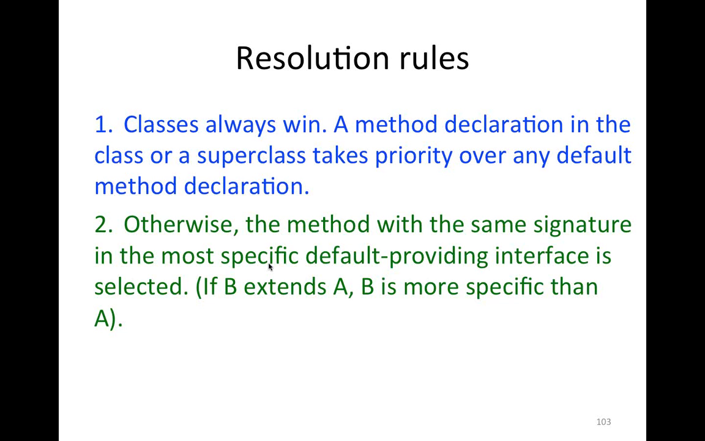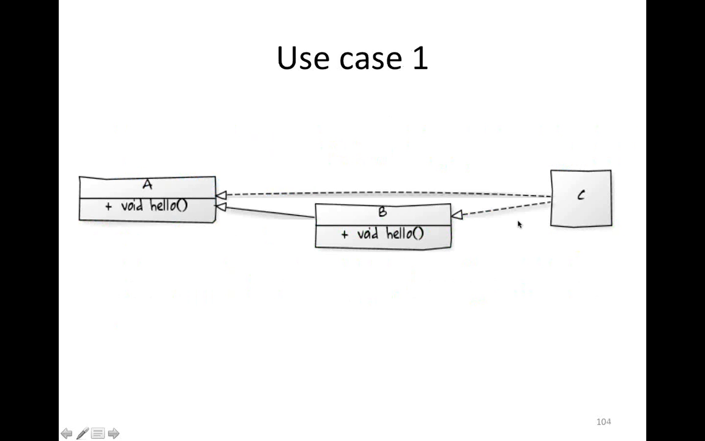There's essentially two rules. One is class always wins. So if you're extending from a class and a class provides a method, then this takes priority, whatever the circumstances. Otherwise, if there are conflicts between several interfaces declaring the same method name and signature, then the most specific one is selected. So this sounds a little bit abstract. Let's look at some examples to get a feel for it.